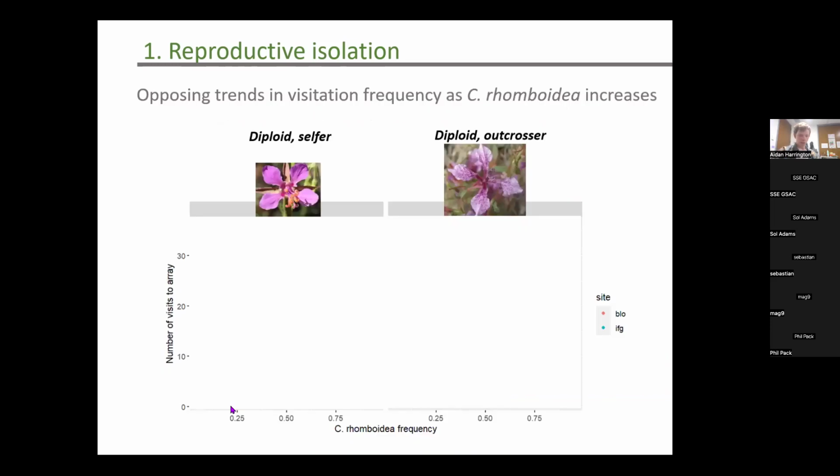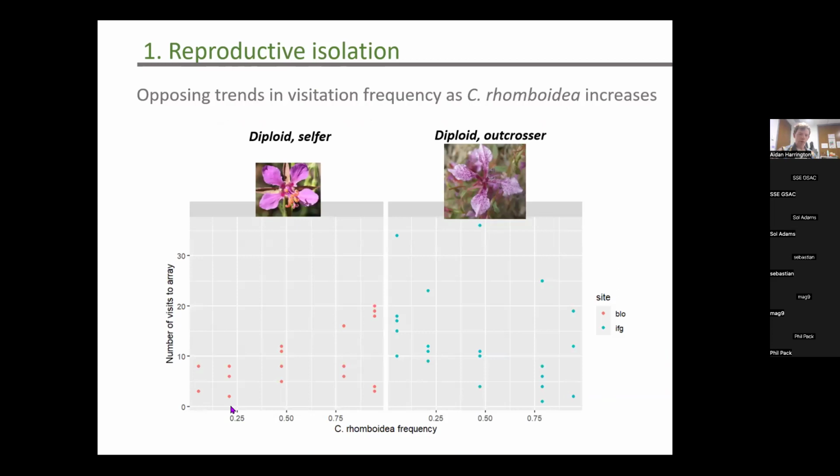So we're going to look at some data here now. On the x-axis is the frequency of C. rhomboidea in the arrays. And on the y-axis, we have the total number of visits to the array, with the diploid sulfur here on the left and the diploid outcrosser here on the right. So when paired with the sulfur, you can see that the total number of visits to the arrays increases as rhomboidea increases in frequency, whereas there's a general decrease in visits when it's paired with the diploid outcrosser.